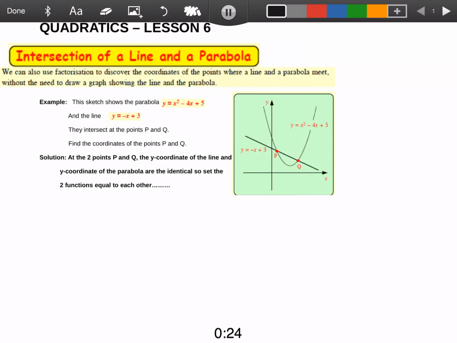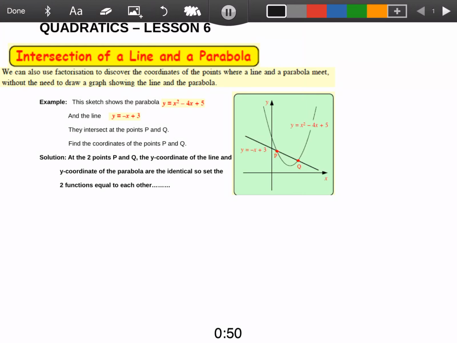and a parabola, the points where the line and the parabola meet each other. Okay, so in this example you're given the two equations. We've got the line and the equation of the parabola there, and it says that they intersect at points P and Q. So at point P, the line and the parabola, they're equal to each other. Okay, point P, whatever the y value is for the line, it's the same y value for the parabola.